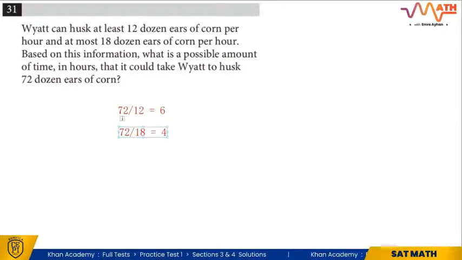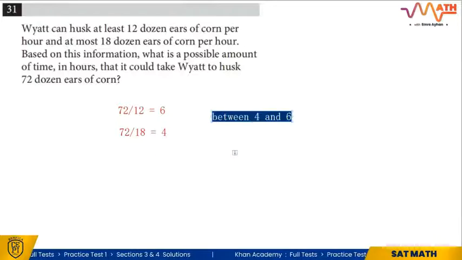So for question 31, you can give your answer between 4 and 6. Any number between 4 and 6 you can write, or write this as 4 less than or equal to x less than or equal to 6.